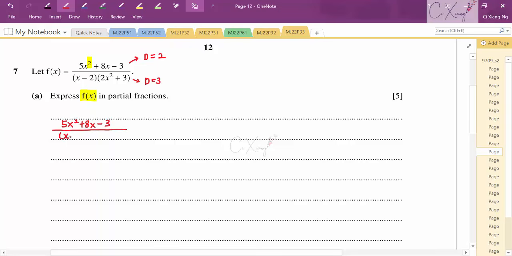We can separate these rational functions into two parts, where I have A over x minus 2, and another one will be Bx plus C over 2x squared plus 3. We have Bx plus C on top because the degree of the denominator here is 2, therefore the numerator should be one degree lower, which starts from x to the power 1. Then I make all the denominators disappear by multiplying the whole equation by the original denominator. So this is basically what I get.